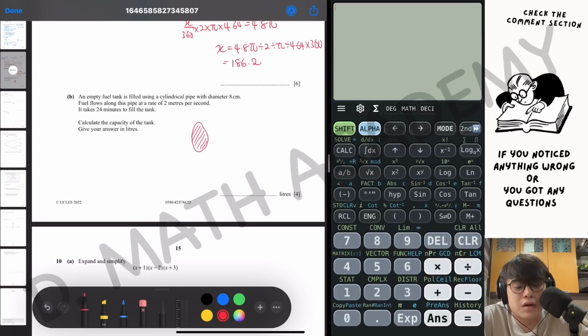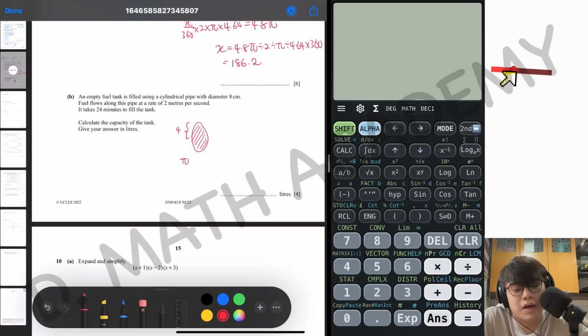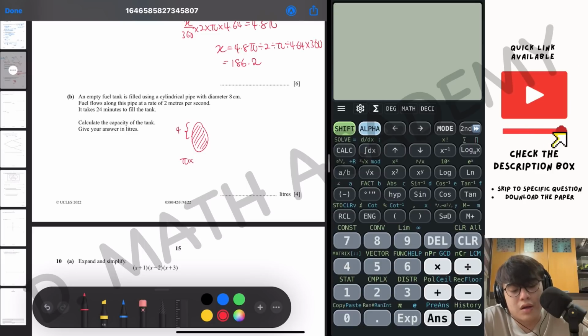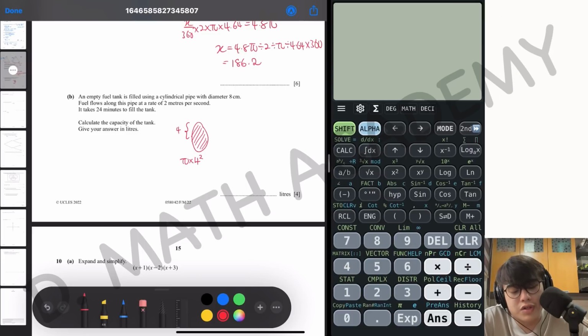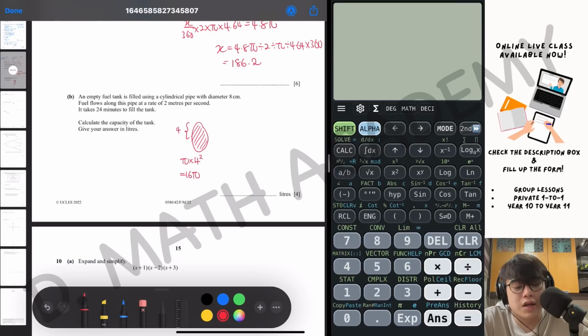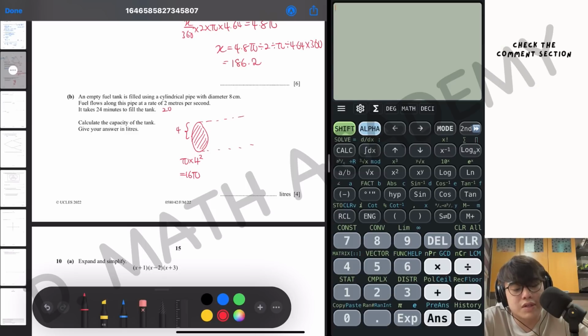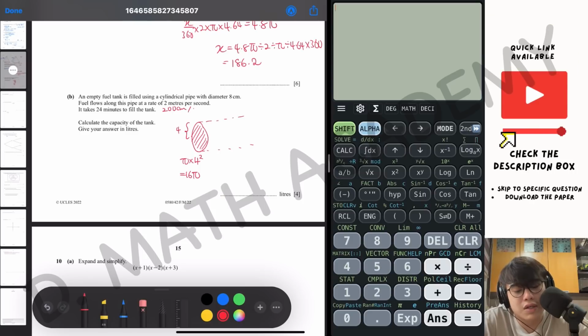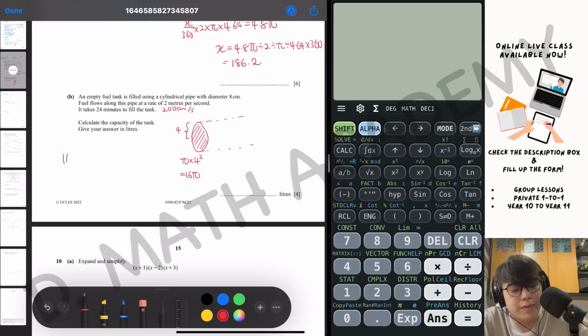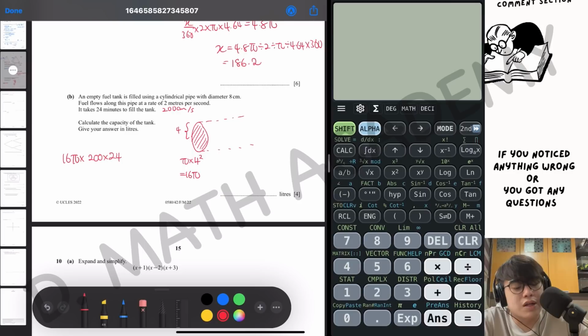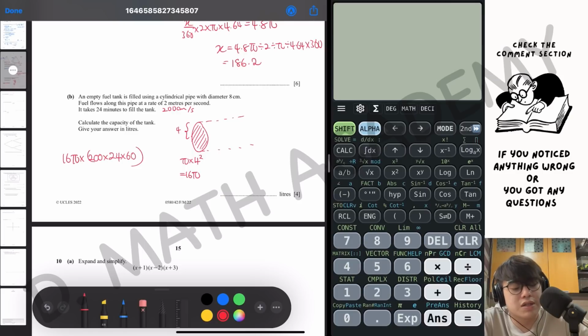Okay, the radius was just 4, so it will be pi r squared, which is 16 pi. This is the area of the cone. And then 2 meters per second, which means it's 200 centimeters per second. And in 24 minutes, okay, there will be 24 minutes, and then each minute there was 60 seconds.